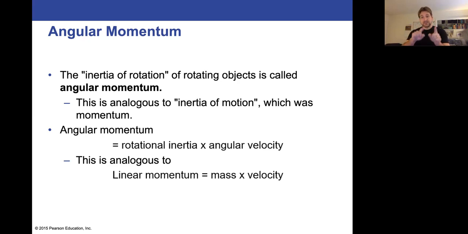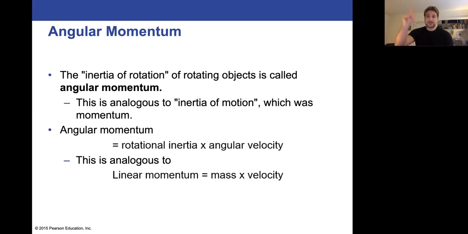Mass times velocity, mass times speed, used to be linear momentum. Instead of mass, the inertial thing for linear motion, let's think about rotational inertia. And instead of velocity, let's think about angular or rotational velocity. So we do the inertia piece times the velocity piece, and we get the momentum piece. It works for linear, and it works for rotation as well. We could talk about a rotational momentum or an angular momentum.